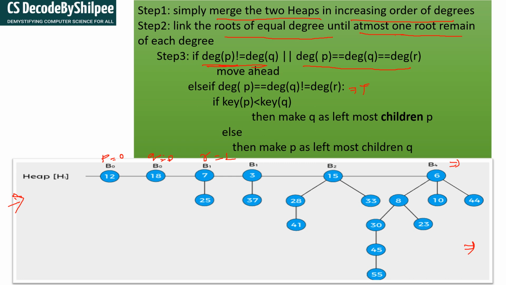So what will we do? They are saying to compare the values. The key of P is the value of P. Value of P is less than value of Q. 12 is less than 18. Yes. Then what will you do now? Q becomes the leftmost child of P. So Q is 18, and 18 becomes the leftmost child of P. So this comes here, right? And this is now deleted.